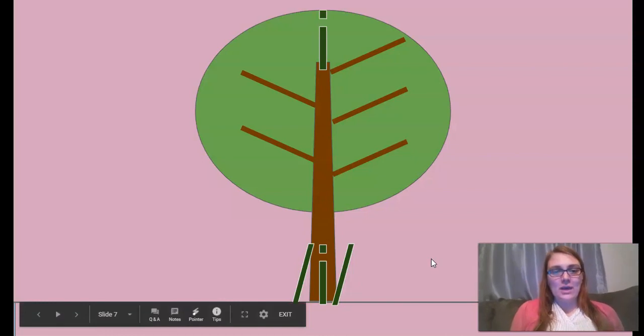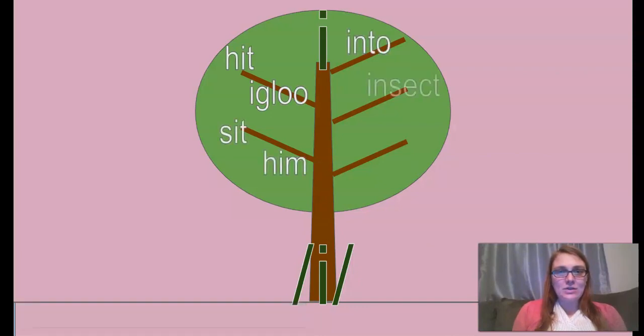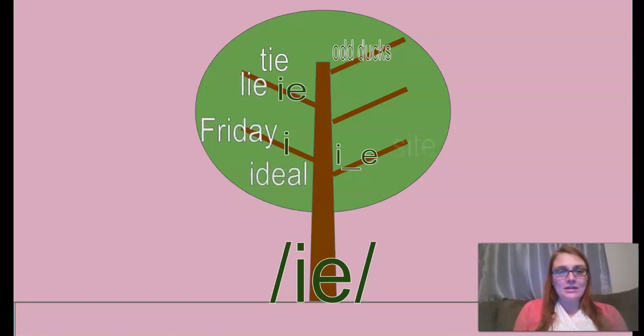Okay, and here's our tree that we have again. For the I sound, we have hit, igloo, sit, him, into, insect, issue, and pin. Our long I spelling tree, we have our branches of IE, I space E, and I. So words like tie, lie, Friday, ideal, sight, and fine. Tie and lie being IE, Friday and ideal being I, and then sight and fine being I space E.